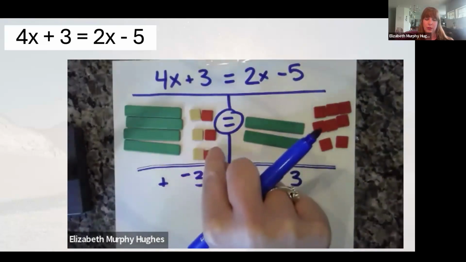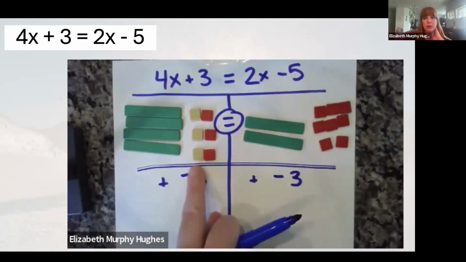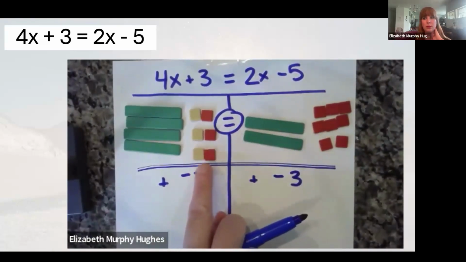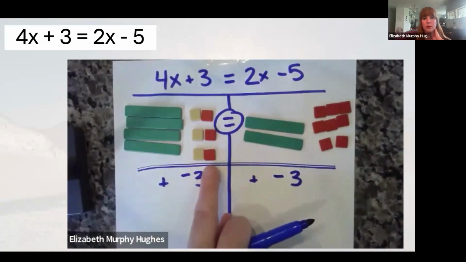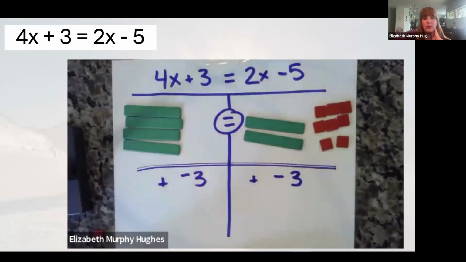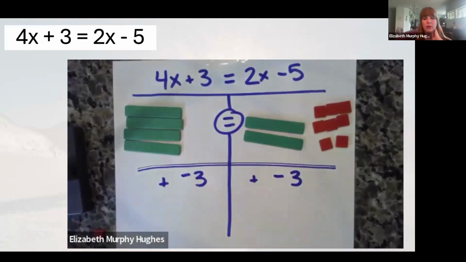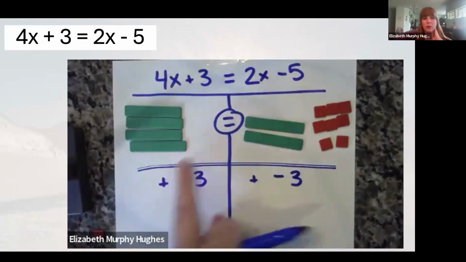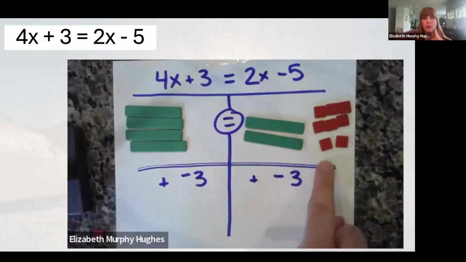Now here, with my constant, I have a positive unit and a negative unit. And I have a 0 pair. Positive 1 minus 1 is 0. So I can remove my 0 pairs from my board. Okay? Now I have 4x has the same value as 2x minus 8.